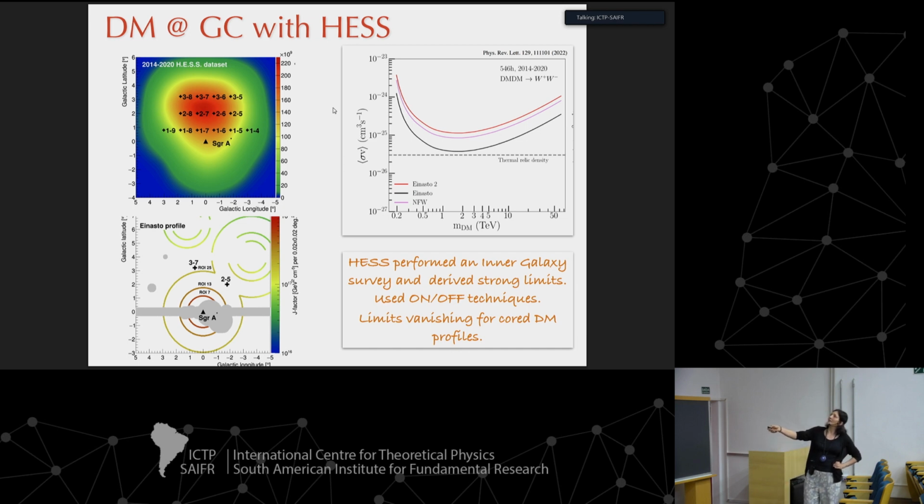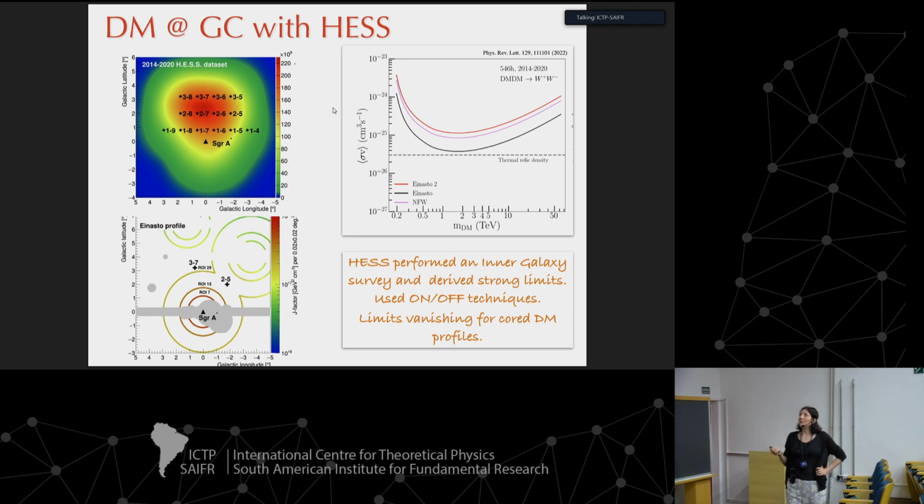You see, this is the thermal cross-section. This is 1 TeV. I'm a bit unclear why Einasto limits are so much better than NFW, but somewhere here would be their limits approaching the thermal cross-section. So these are very strong limits.